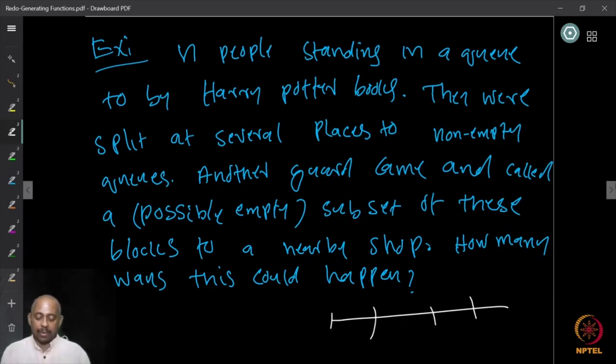And then another guard comes and says to some subset of these guys, let us all go to my shop. I will give you faster access to the book. Here you are waiting in the queue, so let me take some of you from here and here. I will take you to my shop. I will give you a better deal there. Now, how many ways can this be done? Let us solve this.